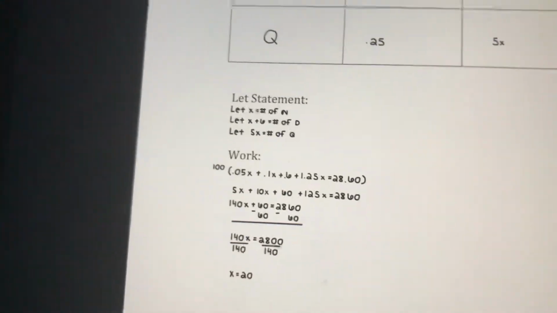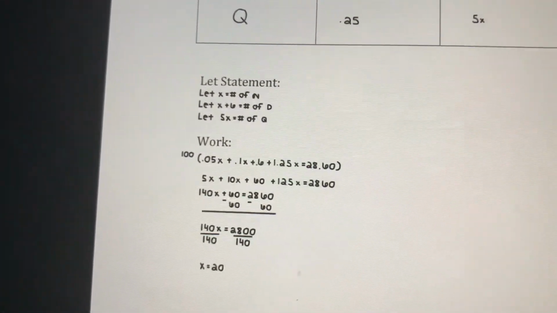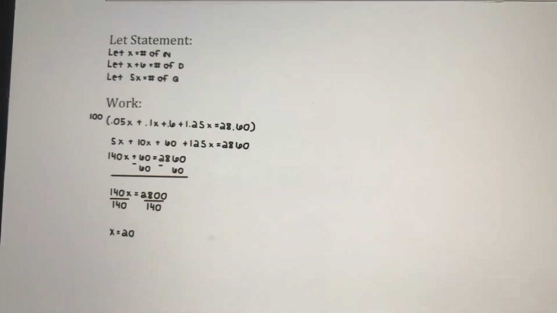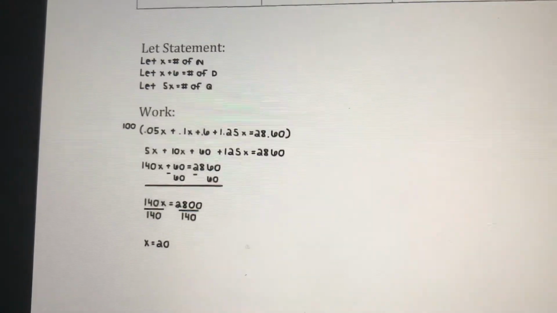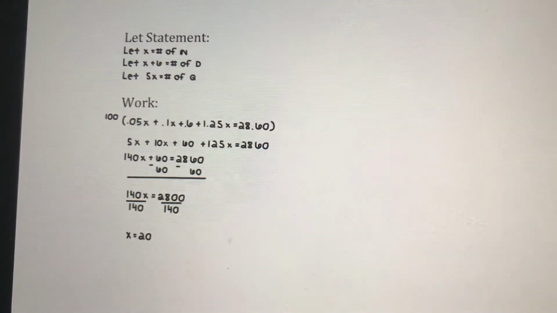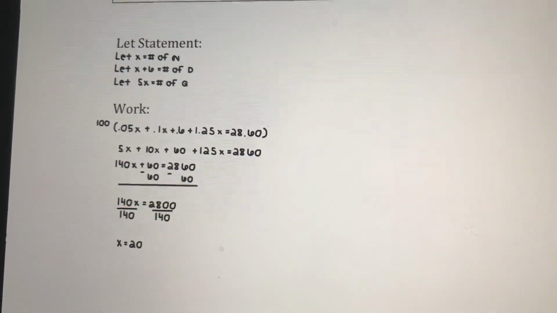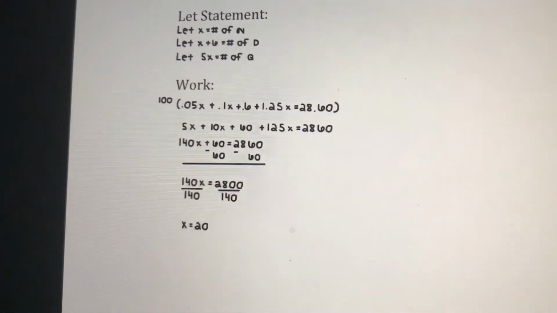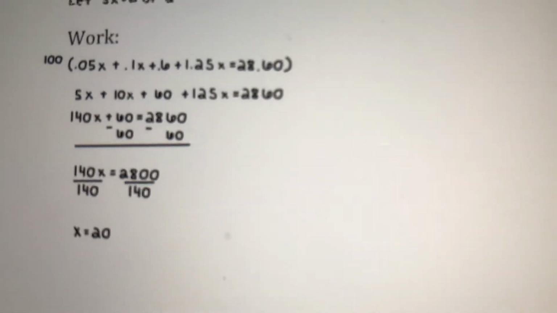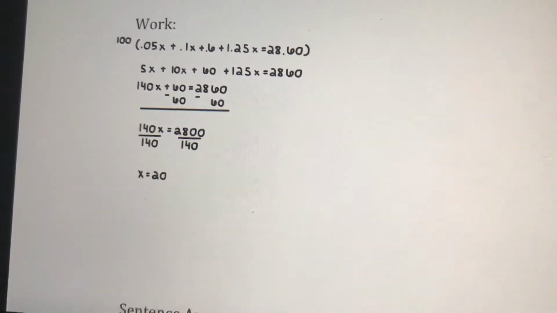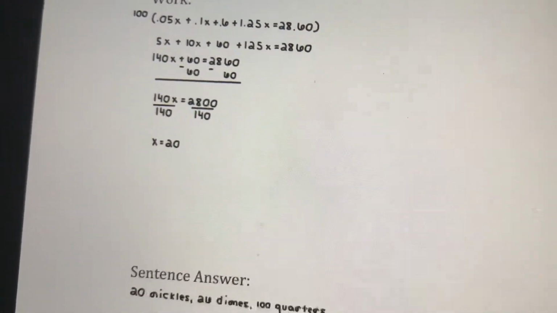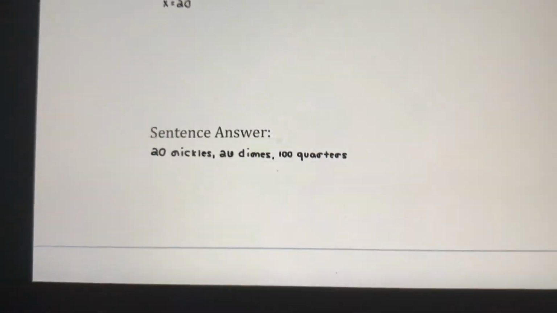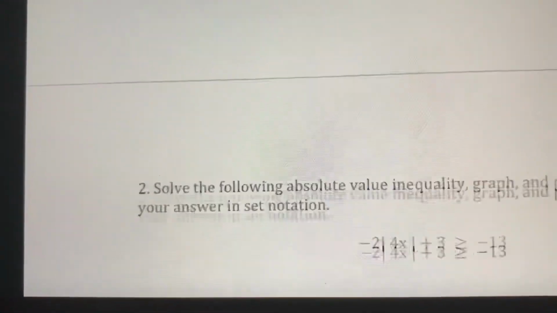So after multiplying by 100, I got 5x plus 10x plus 60 plus 125x equals 2,860. After that, you would have to combine your like terms to get 140x plus 60 equals 2,860. After that, you would have to subtract 60 from both sides to get 140x equals 2,800. After that, you would divide 140 on both sides to get x equals 20. So the answer to this problem would be that there are 20 nickels, 26 dimes, and 100 quarters.